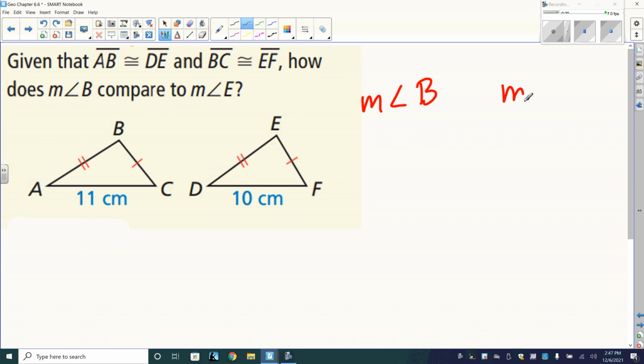So we want to compare the measure of angle B and the measure of angle E. Well, which side length's bigger? 11 is opposite angle B. So which angle is bigger? Angle B. So the measure of angle B is greater than the measure of angle E. Fancy. And that's it. Questions on this here?